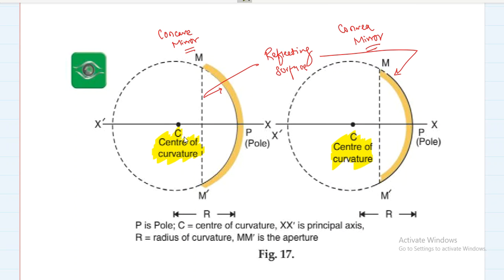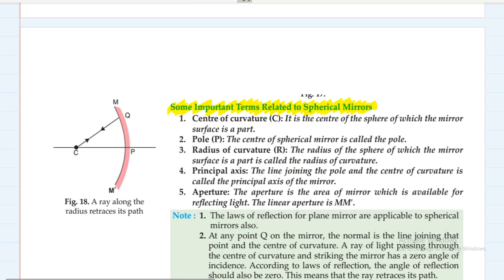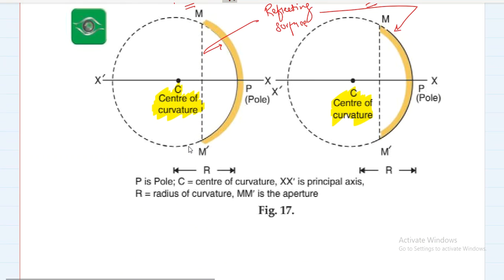सेंटर ऑफ कर्वेचर ऑफ अ स्फेरिकल मिरर इज द सेंटर ऑफ अ स्फीयर ऑफ विच द सरफेस ऑफ द मिरर इज अ पार्ट. हो गया सेंटर ऑफ कर्वेचर. चलो, इसके बाद मैं लेता हूं रेडियस ऑफ कर्वेचर. पोल पे बाद में आते हैं.